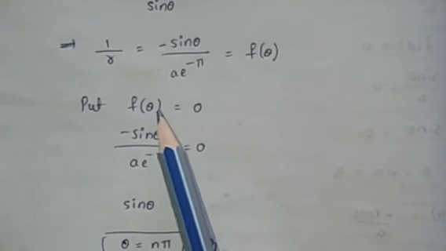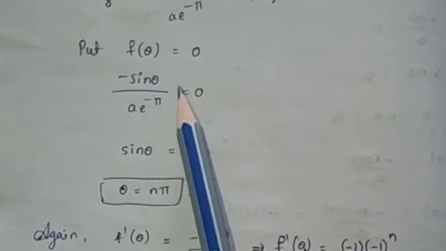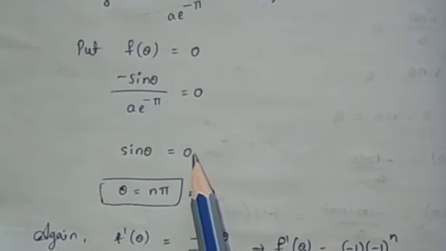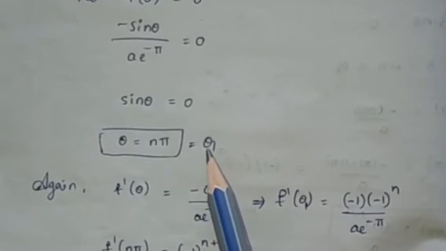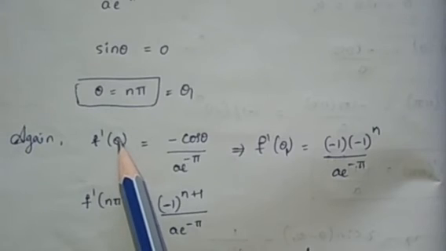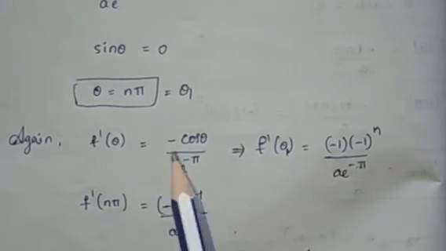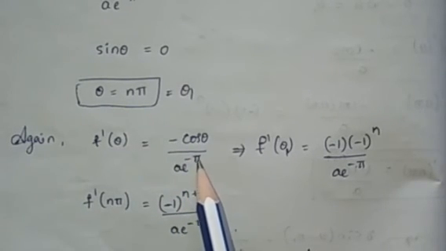So you put f of theta equal to 0. f of theta is minus sin theta by a e power minus pi which is equal to 0. If you simplify this, you get sin theta is equal to 0. Sin theta is 0 means theta value is n pi. You call this theta 1. Again you find f dash of theta. f dash of theta means differentiation of f of theta. Thus the differentiation is minus cos theta by a into e to the power minus pi.